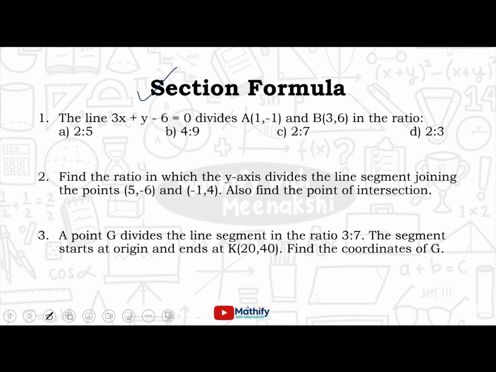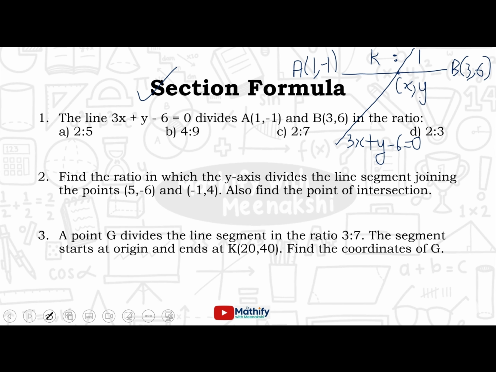Under this topic, I have written 6 questions for you. First, it's given A whose coordinates are 1, minus 1 and B whose coordinates are 3, 6. You have to find the ratio in which this line 3x plus y minus 6 equal to 0 divides AB. So here the ratio is not given to us, so we are taking it as k to 1, and this point is x comma y, and this xy will satisfy this equation 3x plus y minus 6 equal to 0. So let's find the value of xy first. Now we know that the value of x is equal to, just do the cross multiplication here, k into 3 plus 1 into 1.